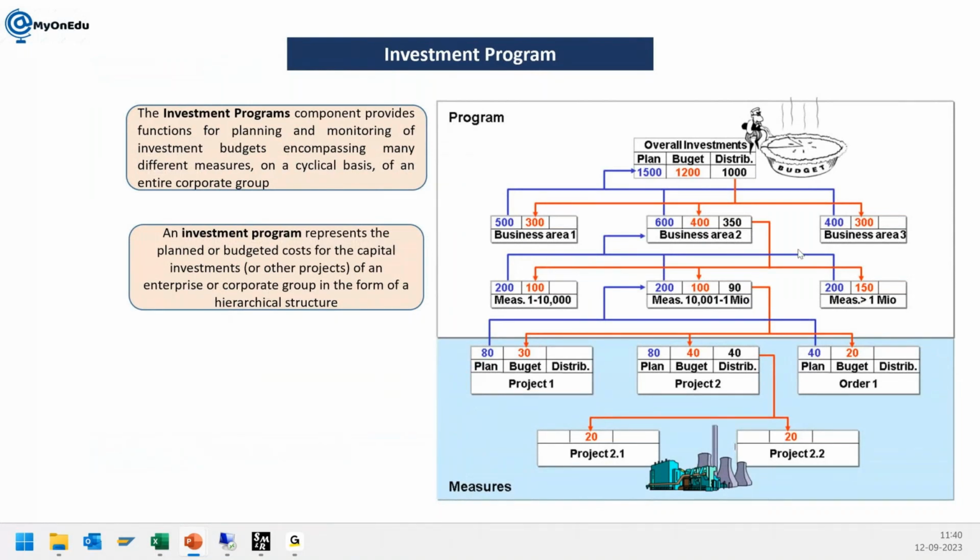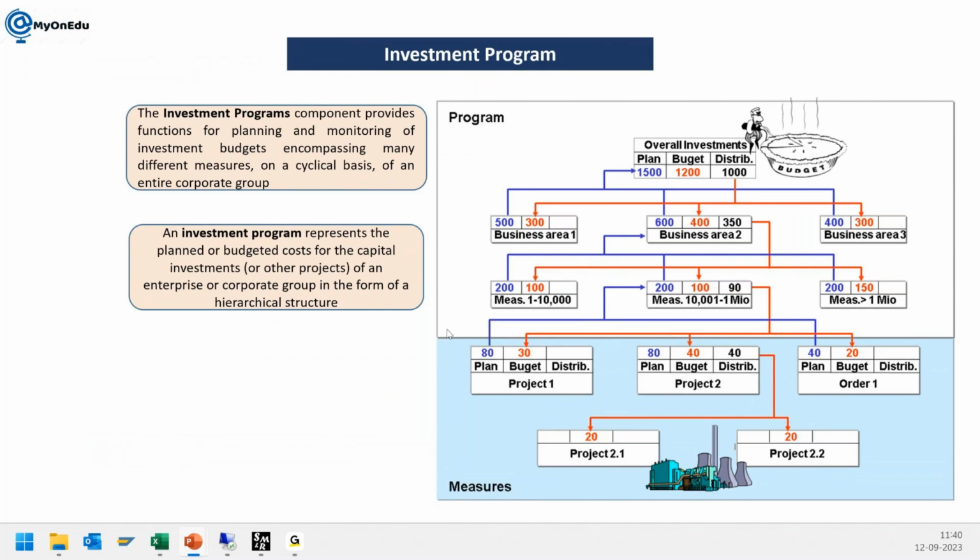Okay, so now in detail, what is an investment program? An investment program consists of your positions and other information. It provides the functionality for planning and budgeting. We have different ways of doing the planning and budgeting, but it gives you the functionality for the entire investment program structure, or you can say the position.